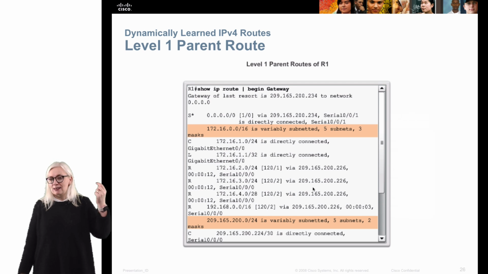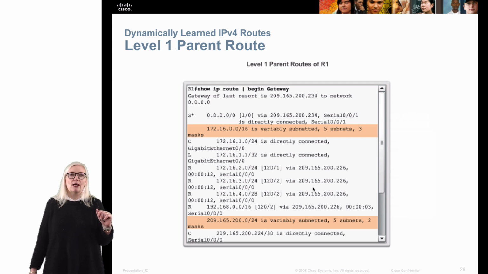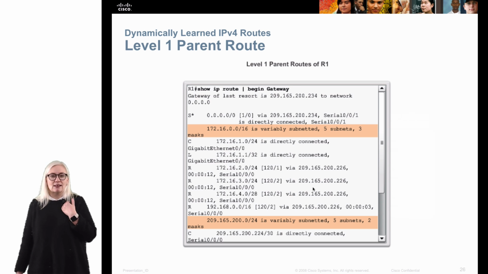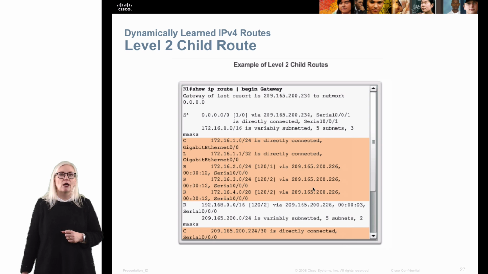This has no exit interface and no next hop, so we cannot send something to this line. For these 2 networks, in this case, it is just telling us that we have done some subnetting with these 2 network addresses. So a level 1 parent route is just something that tells us that there is a subnet going on.